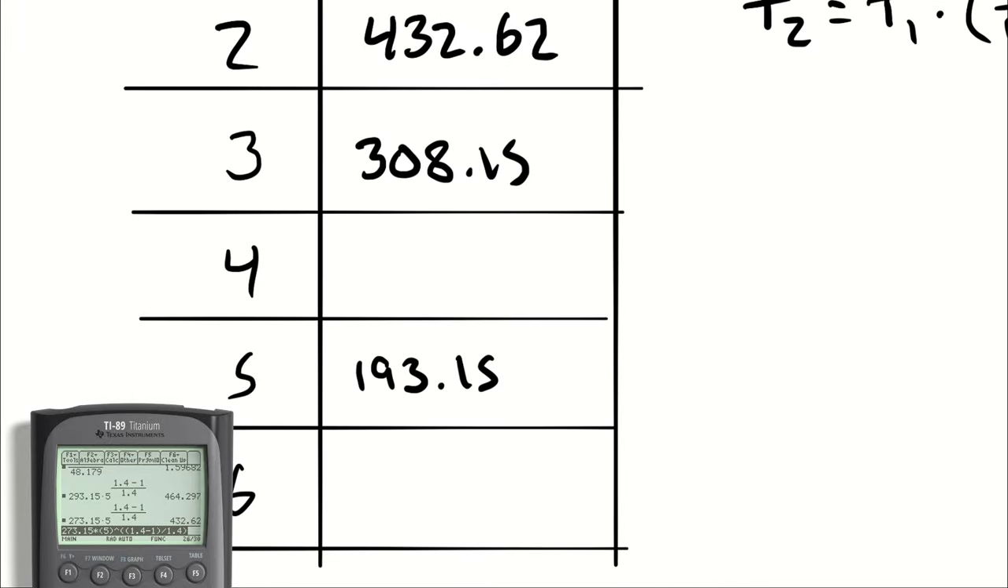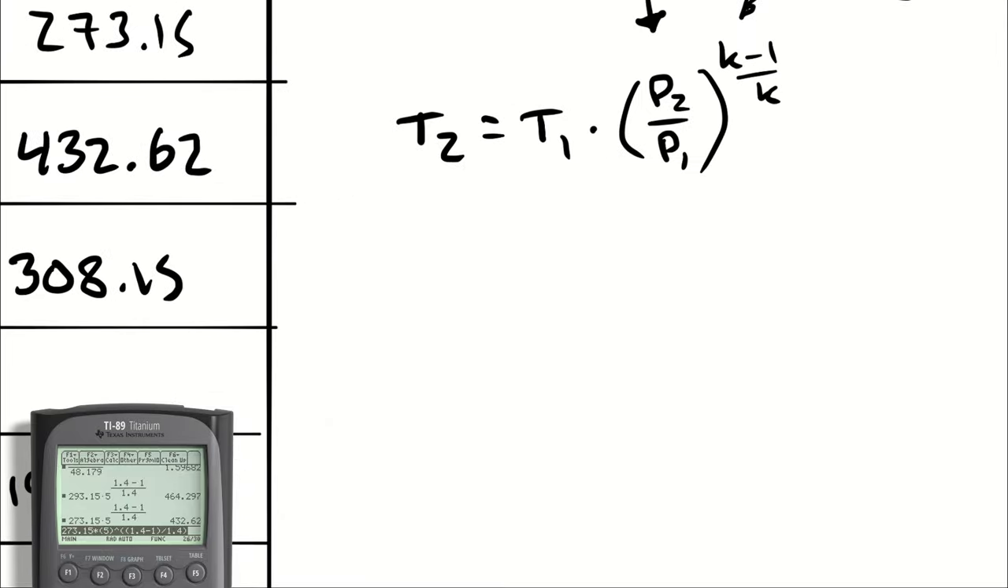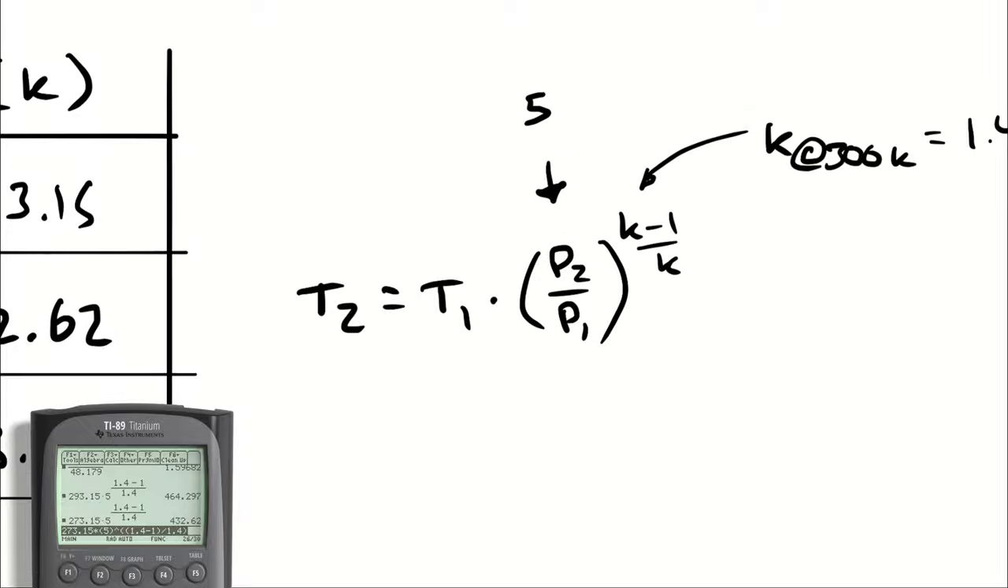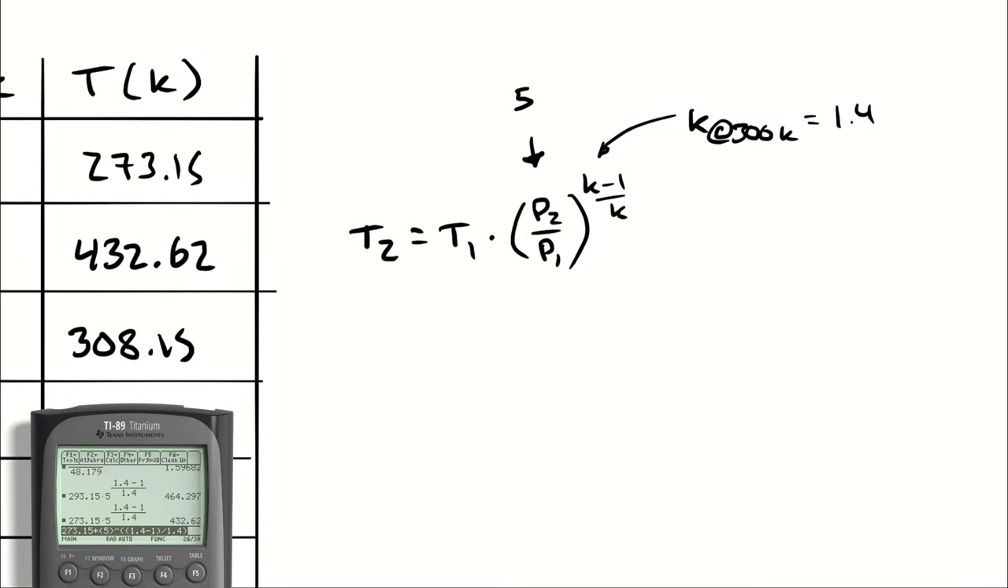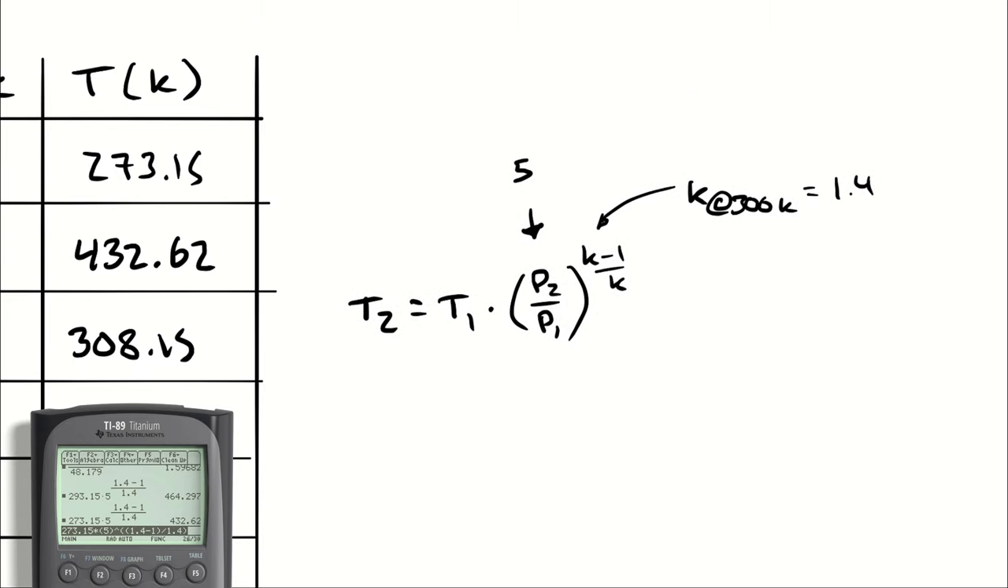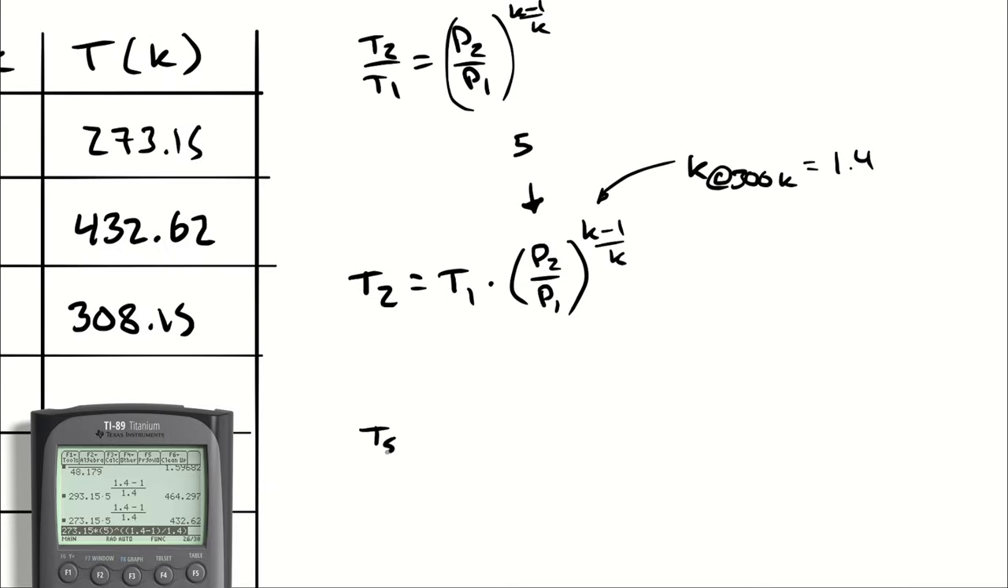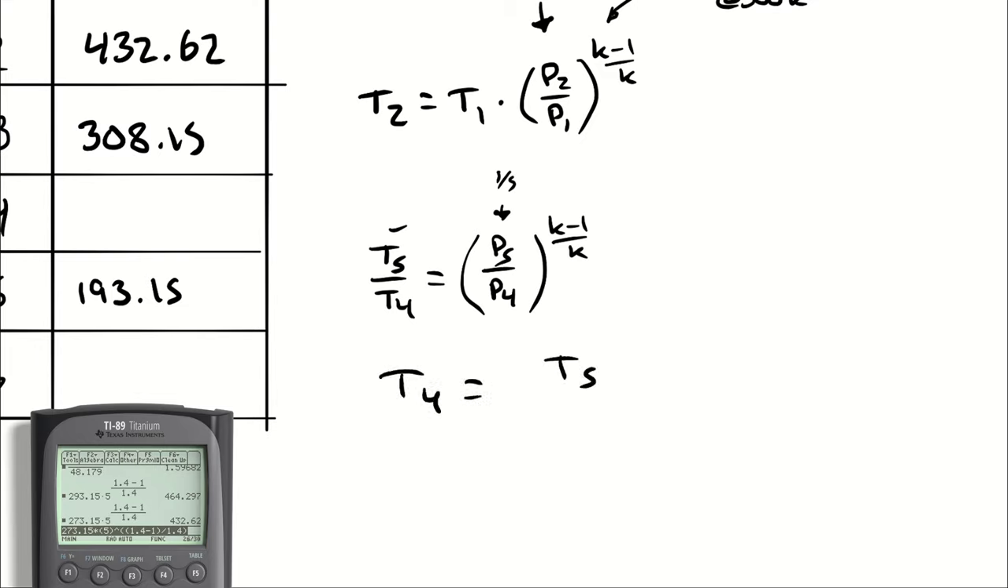Next up, we can repeat our process from 4 to 5. This time around, we have temperature 5, and we are trying to find temperature 4. Well, we can write out our proportions the same way. T2 over T1 is equal to P2 over P1 raised to the K minus 1 over K. We could write T5 over T4 is equal to P5 over P4 raised to the K minus 1 over K. We recognize that we have T5. We know P5 over P4 is going to be 1/5 this time. So solving for T4, we have T5 divided by 1/5 to the K minus 1 over K.